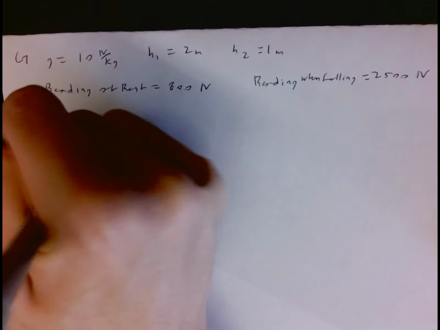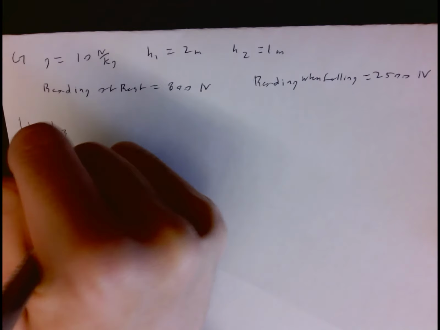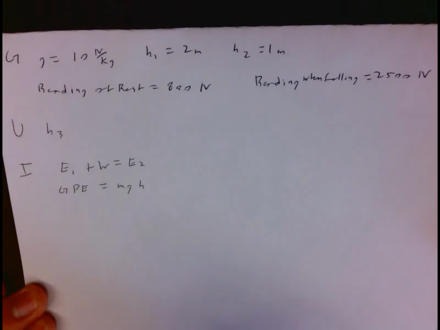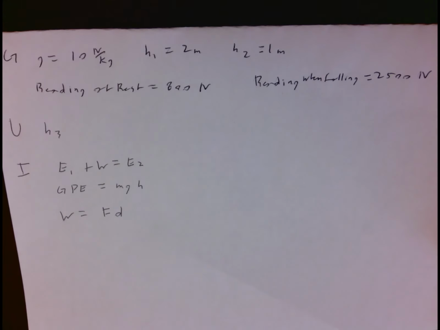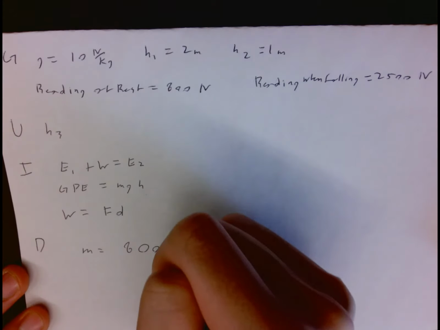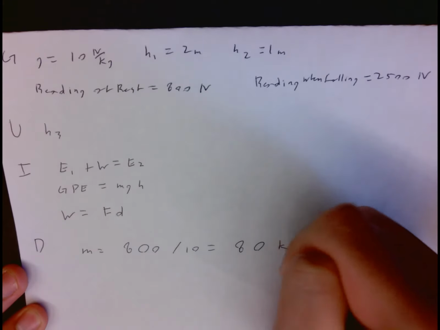And so the important equations to keep track of are that E1 plus work equals E2, that GPE is equal to mgh, and that work is equal to force times displacement. And so, when solving, first we should solve for MJ's mass. And so in order to do that, mass is equal to the scale reading at rest divided by g. So thus, MJ will weigh 80 kilograms.